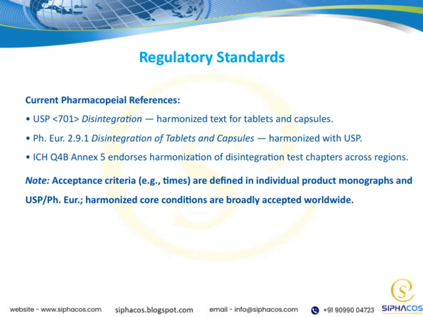Let's take a closer look at the current regulatory standards for disintegration testing. First, we have the USP 701, which provides a harmonized text for both tablets and capsules. This means there's a unified approach across many regions, making it easier for manufacturers to comply and ensure quality. Alongside that, the Ph. Eur. 2.9.1 also covers disintegration of tablets and capsules and is harmonized with the USP, further promoting consistency internationally. Additionally, the ICH Q4B Annex 5 supports the harmonization of disintegration test chapters across different regions, encouraging a more standardized global framework.